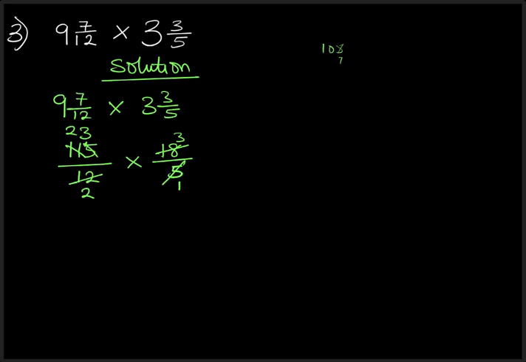You check up and down. Is there anything else that can reduce? I don't think so. So we multiply. 23 times 3 gives us 69, divided by 2 times 1, which is 2. So you can now change your answer to a mixed fraction. 2 into 6 is 3, and 2 into 9 is 4, remainder 1. So your answer will be 34 whole number 1 over 2.